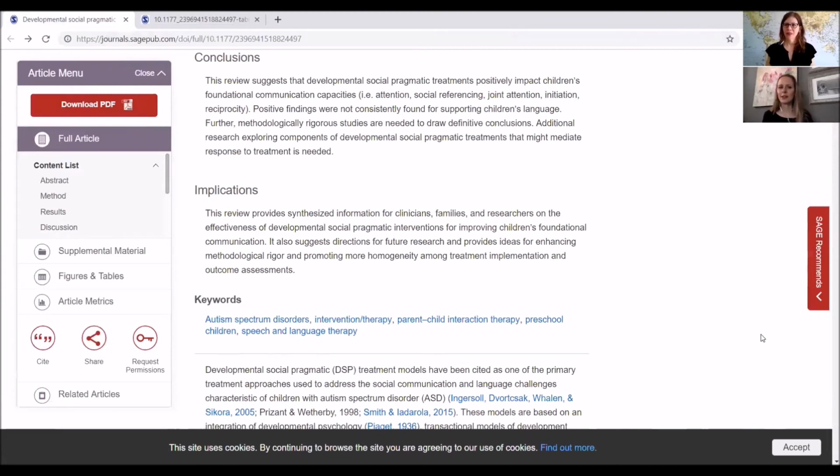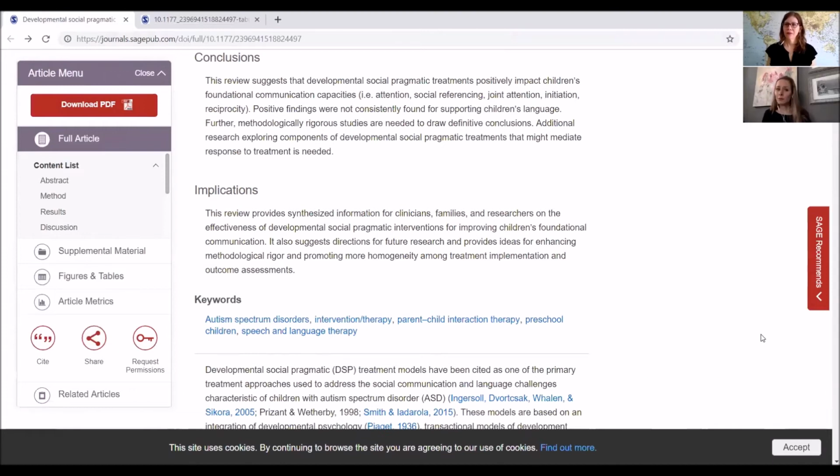So what Janice and I found was that there was some compelling evidence to show that these DSP interventions really supported some of those foundational communication capacities, right? Not surprising, because we were looking at younger children in this review. So things like attention, the child's ability to socially reference and look up to the caregiver's face, joint attention, initiation and reciprocity, all of those things were found to be really well supported in DSP interventions.